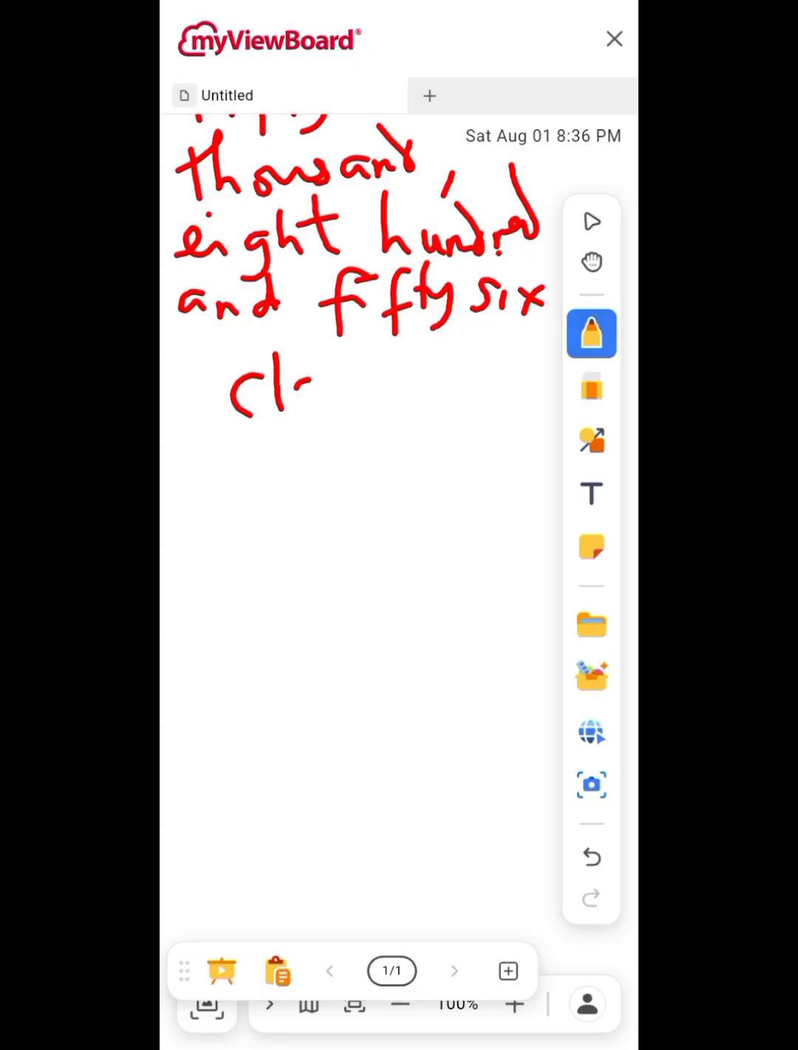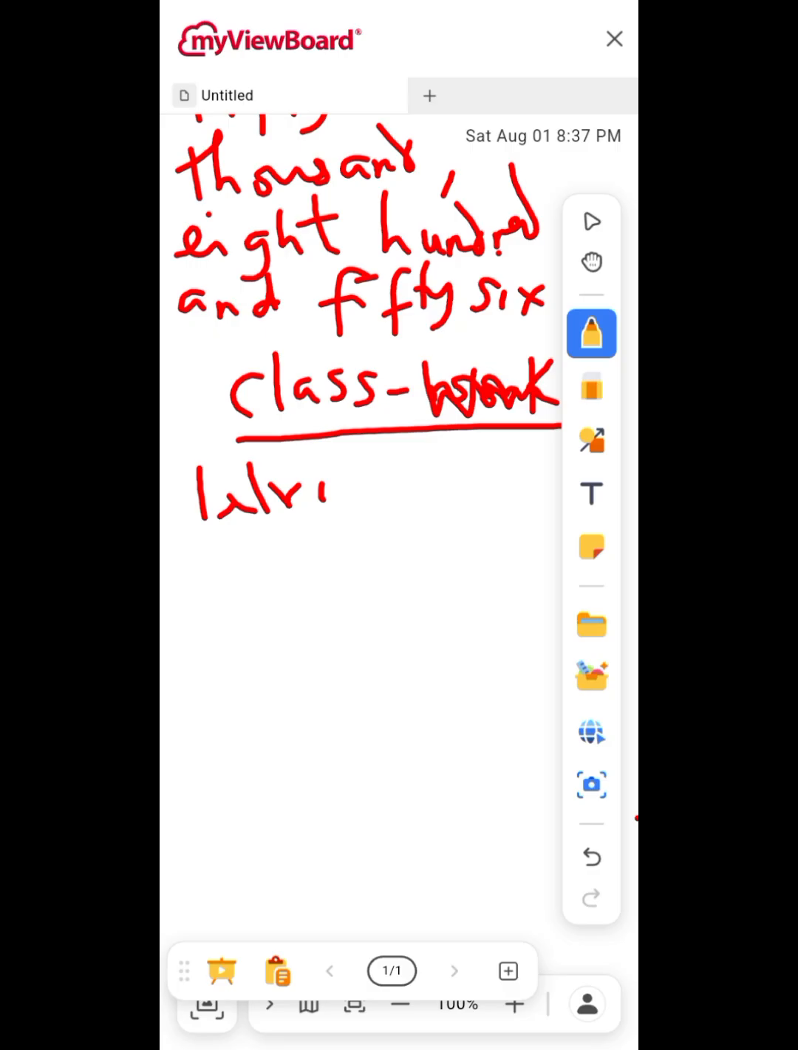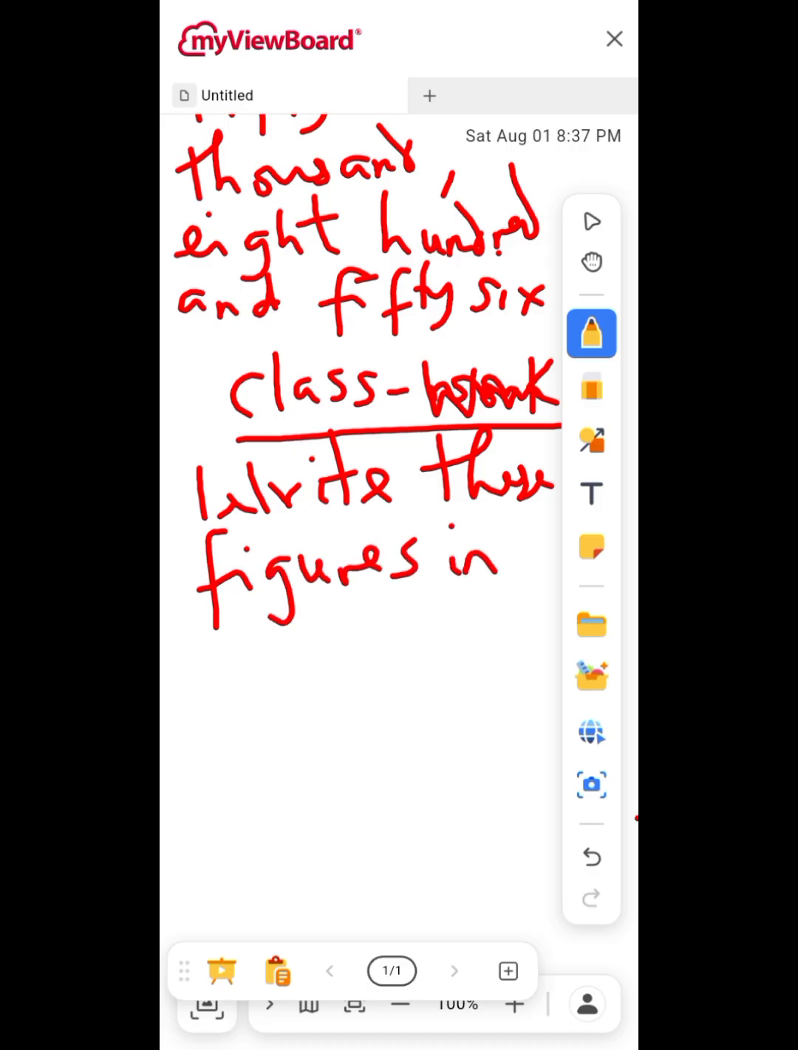If we understood this, I don't want the class to be too long. I want you to put your pen to paper and write these in words. This is classwork. So write these figures in words.